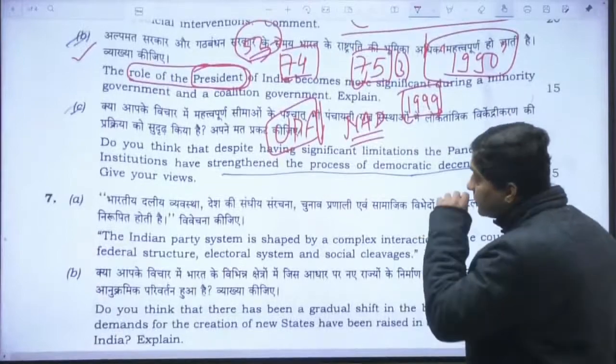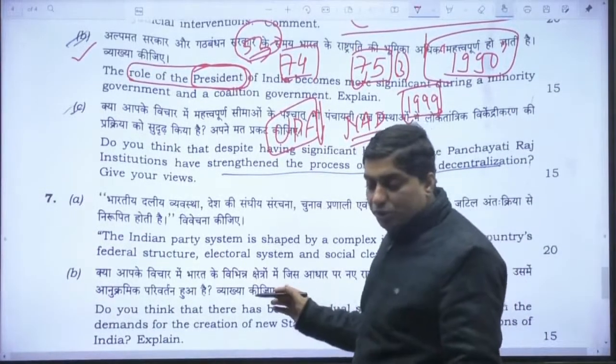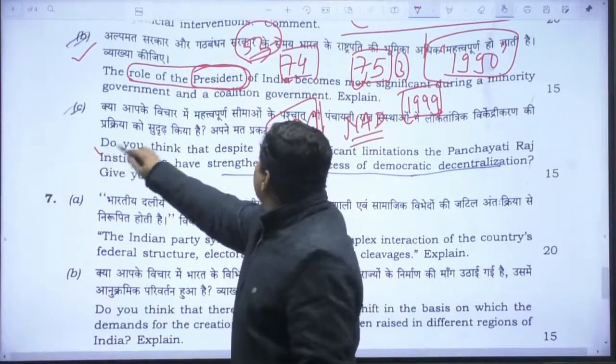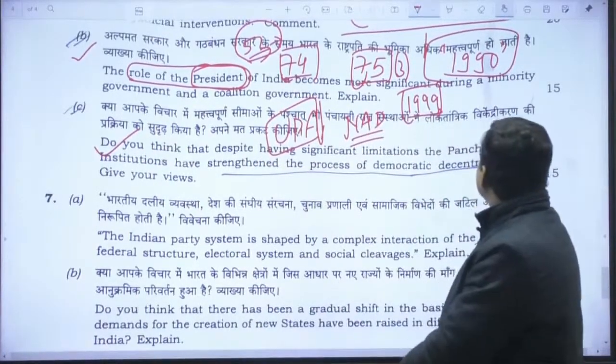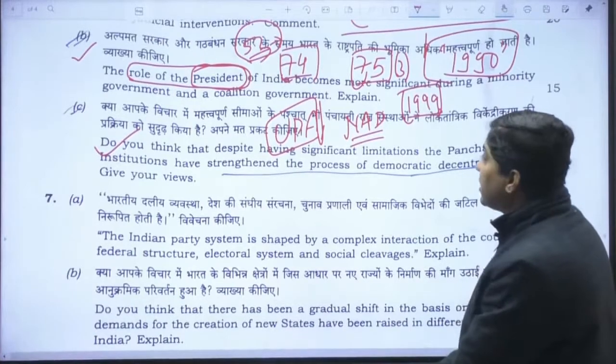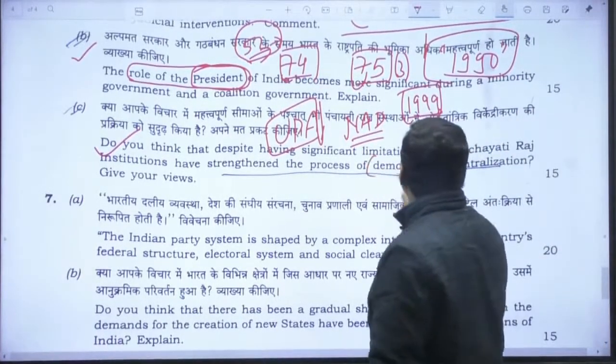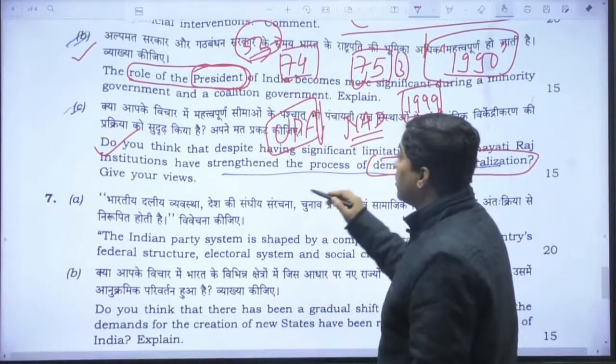Now come to the next question. Do you think that despite having significant limitations, the Panchayati Raj institutions have strengthened the process of democratic decentralization? Give your view.